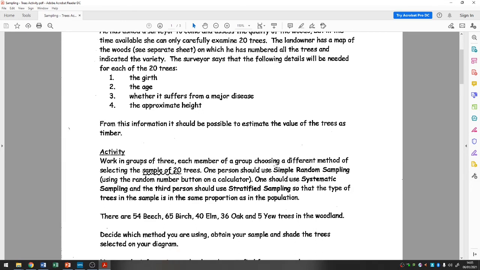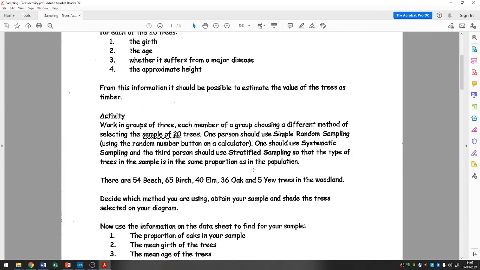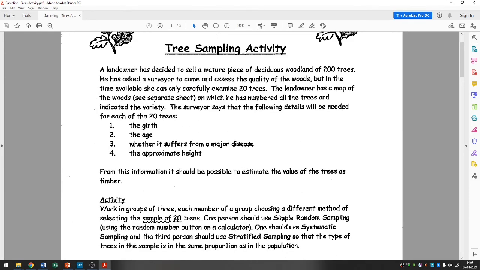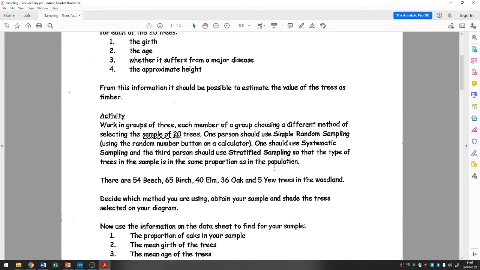Remember how we're only going to take a sample of 20 trees? Well, here's the thing. We know for sure, off the bat, that there are this many of each sort, okay? So there's this many of each one: 55 beech, 65 birch, 40 elm, 36 oak, and 5 yew trees. Okay, I want you to stratify that.